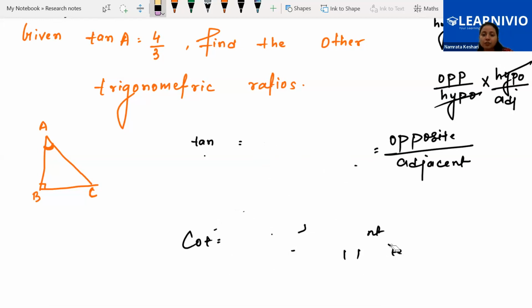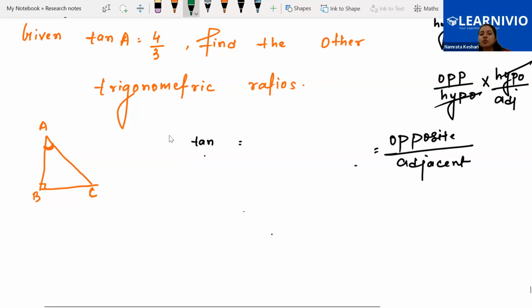Have you learned all the formulas, Sumaya and Abdul? Yes. So the tan formula is opposite over adjacent. This formula we are going to use over here. We know that the tan theta formula is opposite side over adjacent side.